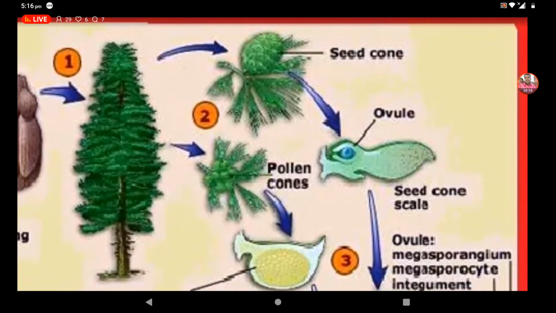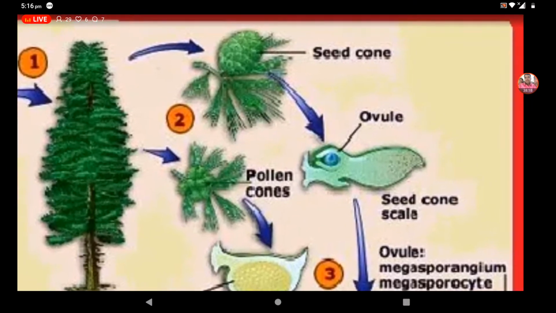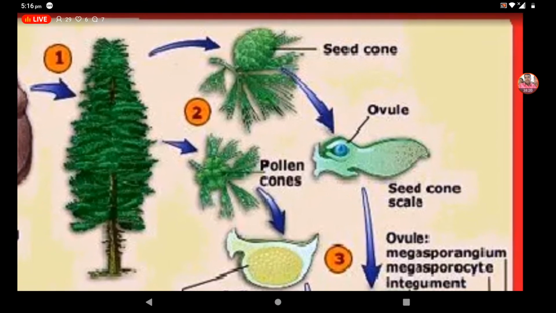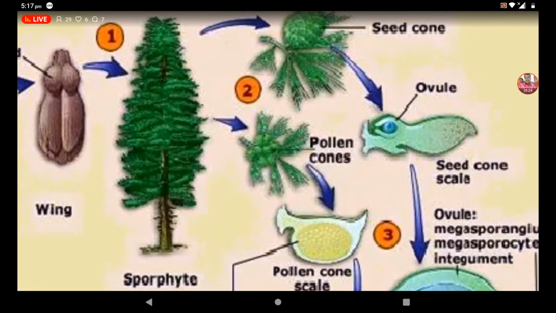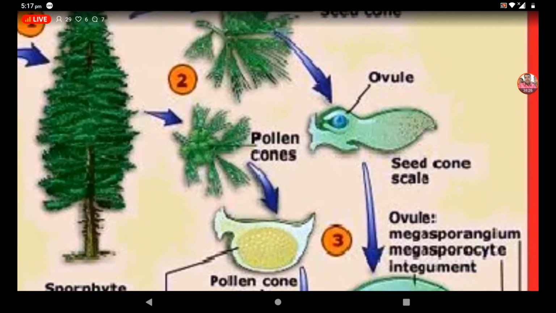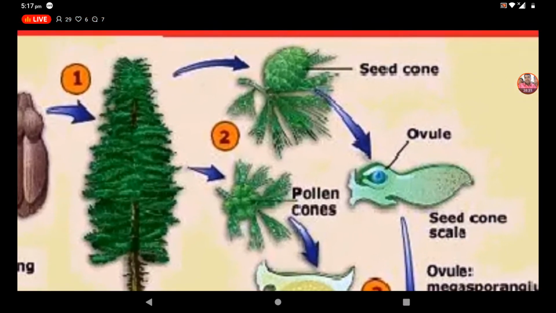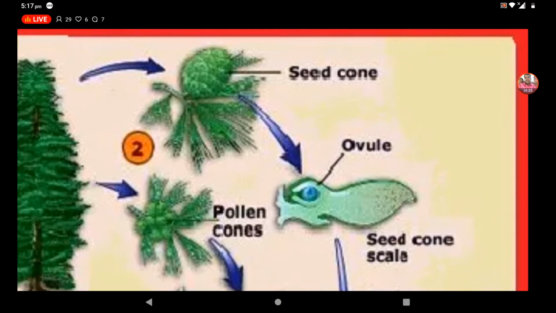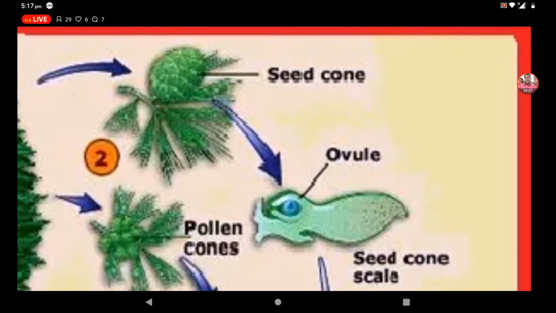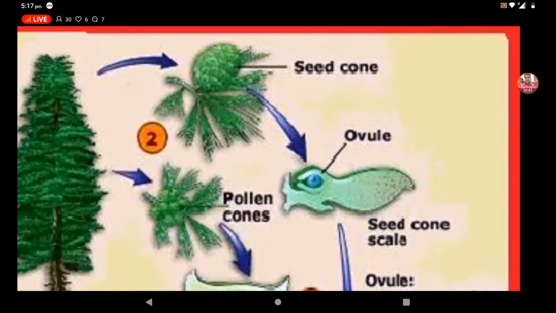Pinus is a monoecious condition, and Cycas is a dioecious condition. However, the male cone is going to form the pollen grains. Pollen cones is mentioned in the diagram, and here seed cone is mentioned in the above diagram. So the seed cone is a female cone because they are going to form the seed. That is why it is given the name seed cone, and pollen cones because pollens are forming.